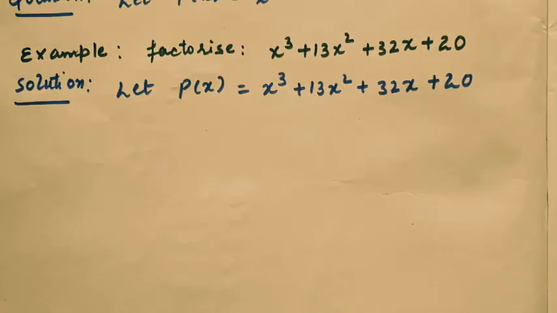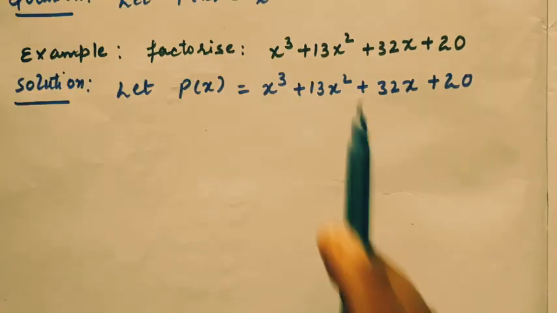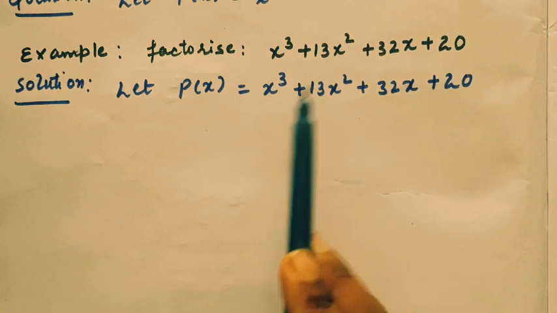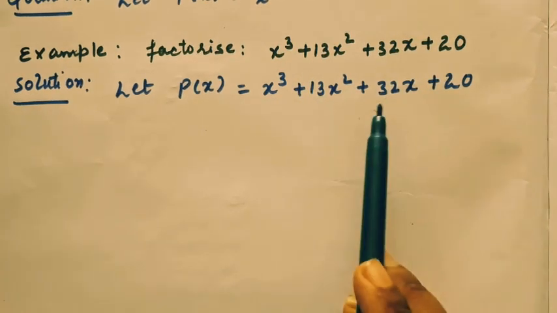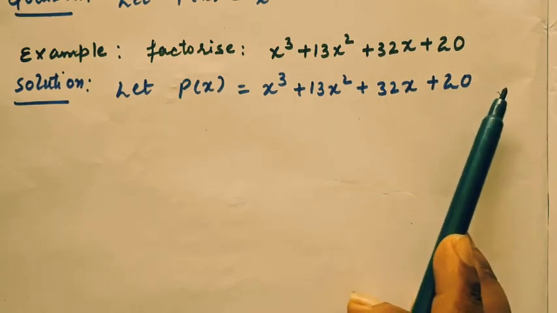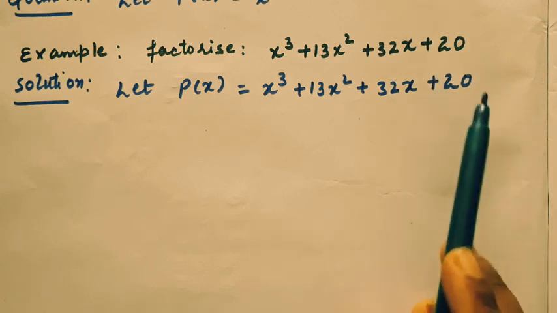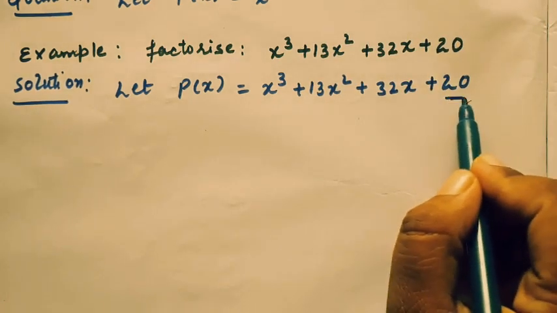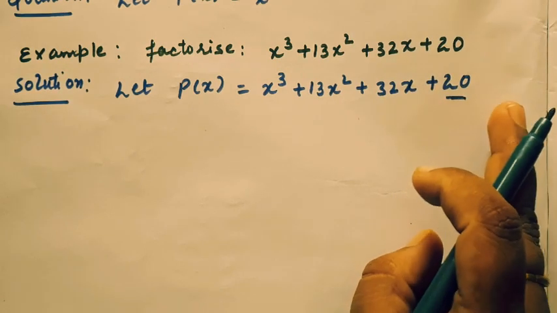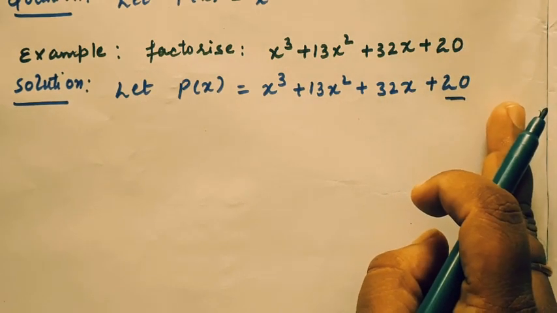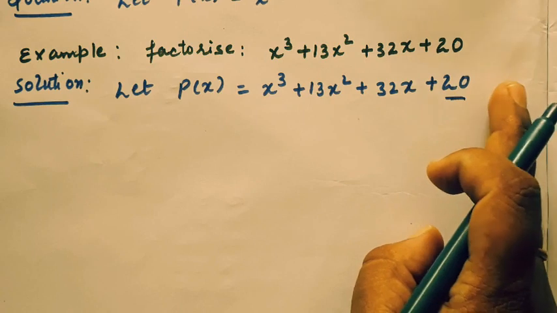First of all, let us consider this polynomial as p(x), that is x cube plus 13x square plus 32x plus 20. Now we will look out for the factors of the constant term. Here the constant term is 20, right? So we will look out now for the factors of this constant term, that is 20.